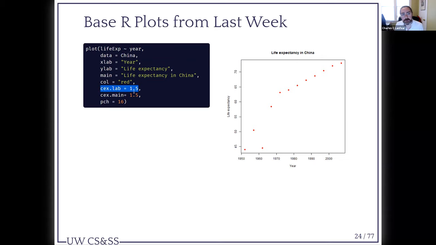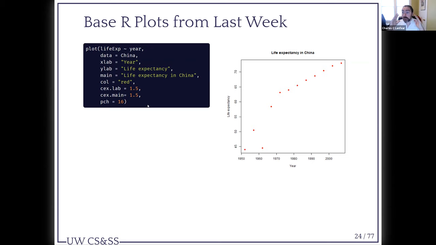I make the labels a little bit bigger. I make the title a little bit bigger and I make the dots size 16. So this is something where I was kind of finicky. I manually set a whole bunch of different things to make a very bare bones plot over here. Okay. This is a base R plot.